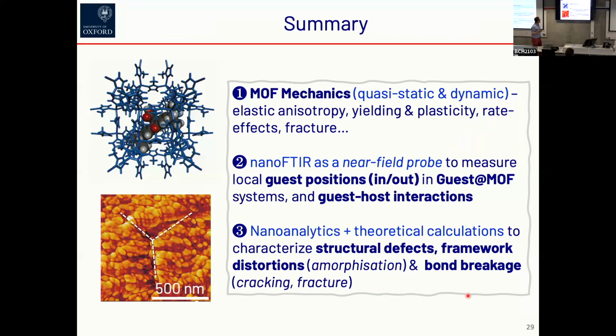Anyway, in terms of summary, I think MOF mechanics, which you can think of in a quasi-static way or more dynamic in nature, are quite revealing. Nano-FTIR, hopefully I've shown that this could be a useful tool, and in combination with theoretical calculations, it is usually very helpful when you're dealing with very complex systems.